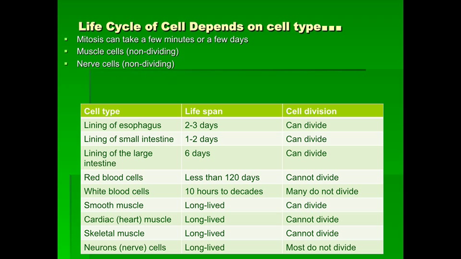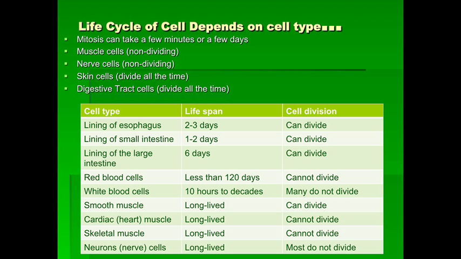So why do we need to know about the life cycle of cells? Well, all cells aren't always dividing. Every cell has a different lifespan. So if you look at this chart, you can see, depending on what kind of cell you are, you might live a very long time or you might live a short time, and you may be constantly dividing or you may never be able to divide.